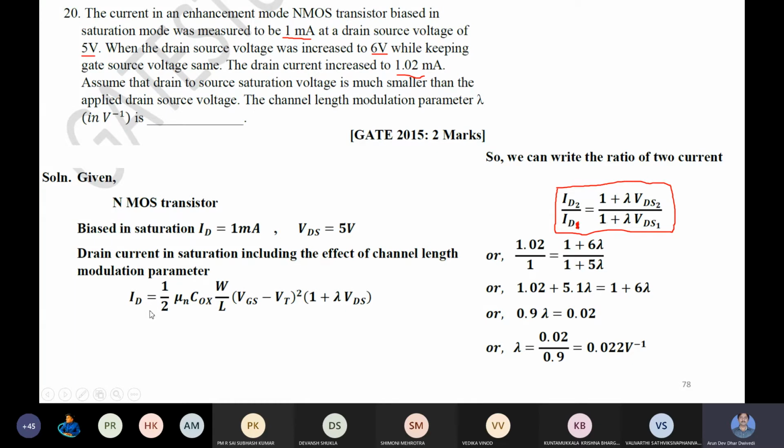Because this current equation is half mu n COX W by L (VGS minus VT) whole square (1 plus lambda VDS), and suppose ID1 and ID2, both you are identifying for different VDS. VGS is the same. For the case of ID1, it is VDS1. For the case of ID2, it is VDS2, and other things are the same, so other things will be cancelled out. Only the ratio of ID1 by ID2 is (1 plus lambda VDS1) by (1 plus lambda VDS2). By solving, you are getting lambda. So this is another typical problem.